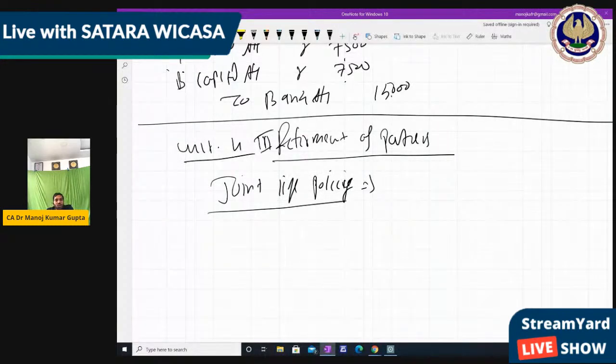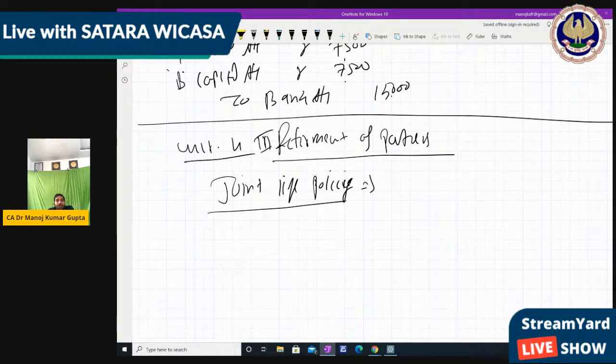In simple words, a joint life policy is like taking a life policy, like we take an LIC life insurance policy, right? In the same way, a partnership firm takes a policy for all partners' lives. That is called joint life. It means if any partner dies, then the firm will get some amount from the insurance company, right? So joint life policy means a policy for all partners. Now that premium is paid by the partnership firm.